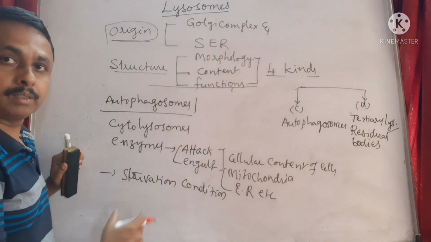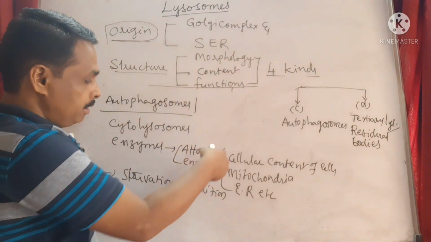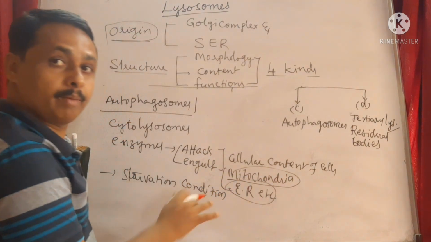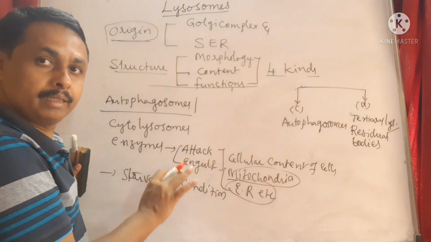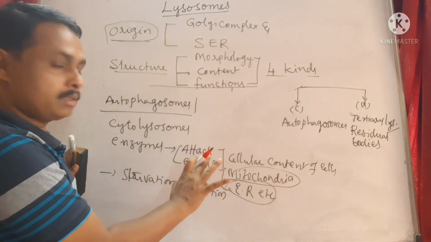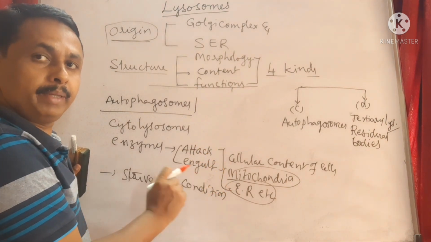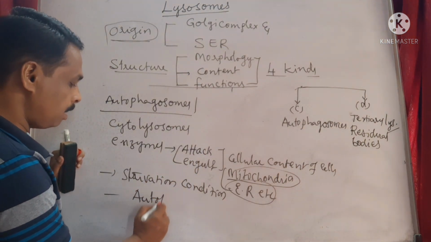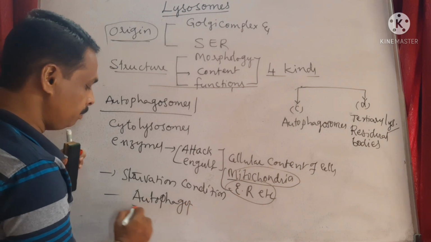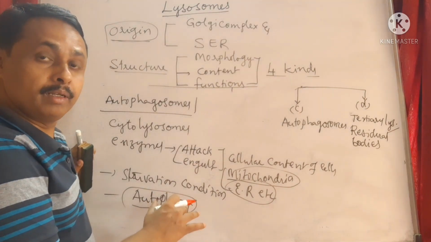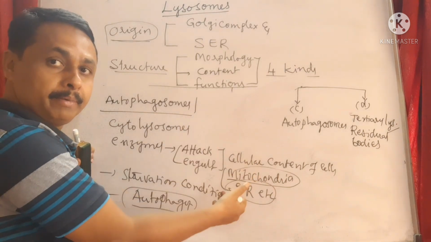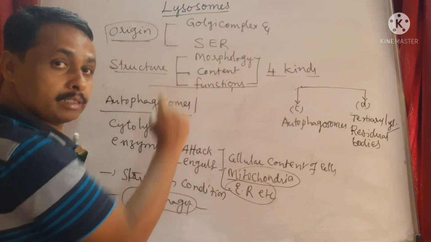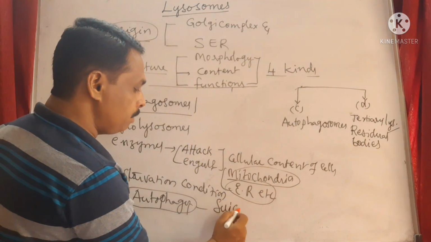These autophagosomes can attack and engulf the other cellular contents such as mitochondria and endoplasmic reticulum and feed them. Because of this activity, this particular activity will be called autophagy. Auto means self, phagy means feeding. The cell by itself can feed up the other cell content. Due to this activity, we can treat these lysosomes as suicidal bags of the cell.